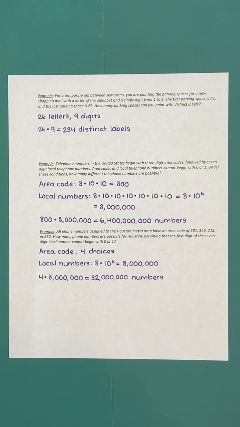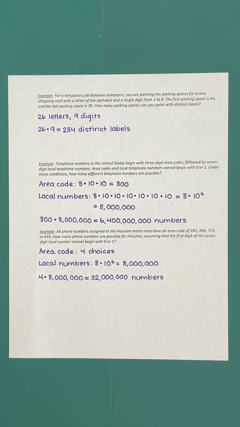Okay. So telephone numbers in the United States begin with a 3-digit area code, followed by 7-digit local telephone numbers. Area codes and local telephone numbers cannot begin with a 0 or a 1. So under these conditions, we want to know how many different telephone numbers are possible. We can break this down into 2 steps, or we can even break it down further. If we're going to think about it as 2 steps, think about the area code as being 1 step, so choosing an area code, and then choosing a local number is another step. And then from there, we'll break it down a little further. So step 1, choose your area code.